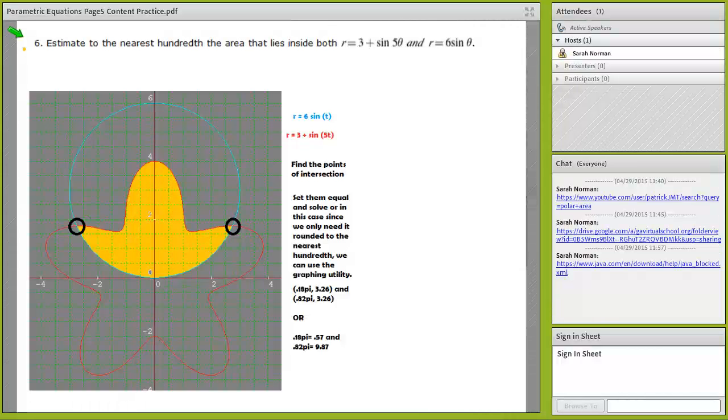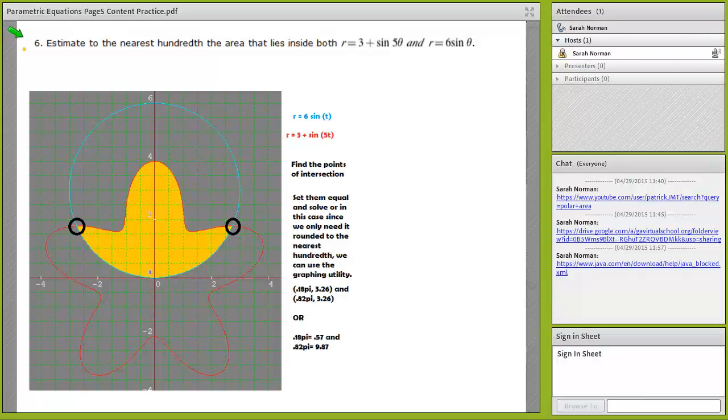Okay, let's read this one now, just in case you don't remember doing it. Estimate to the nearest hundredth the area that lies inside both r equals 3 plus sine 5 theta and r equals 6 sine theta. Okay, this one actually takes an entirely new approach. I graphed these in Graphmatica again and shaded the region in which we want to find the area of. It needs to be the overlapping area between those two polar curves.